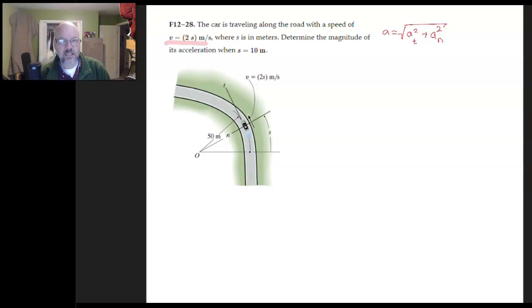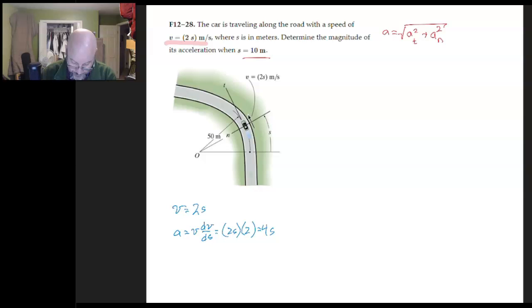Okay, just like that. So let's go ahead and start with finding that tangential acceleration. If v is 2s, a is v dv ds, which means it's 2s times the derivative, which is 2, and that becomes 4s. Now let's go ahead and find it, because it says when s is equal to 10 meters.